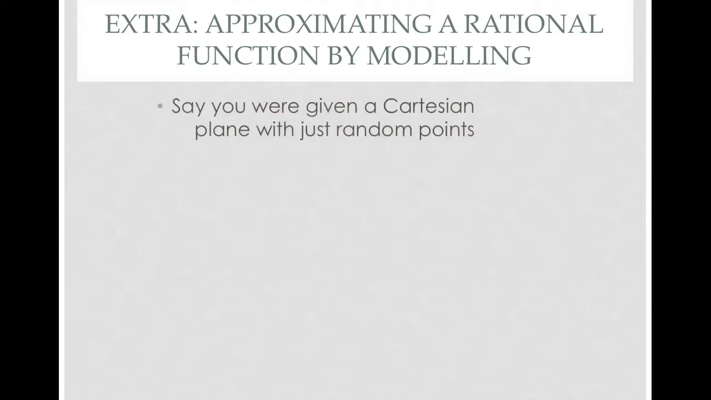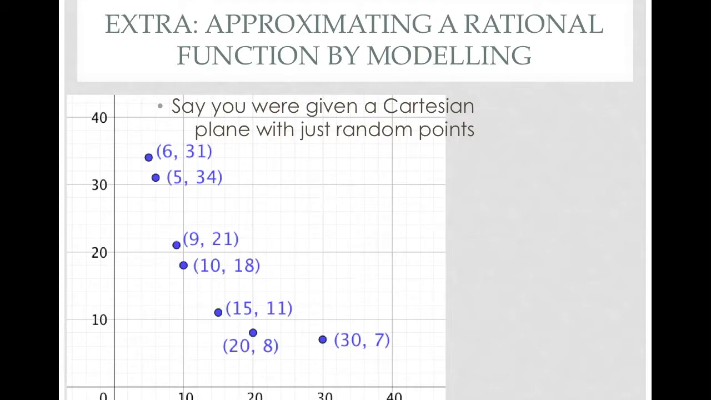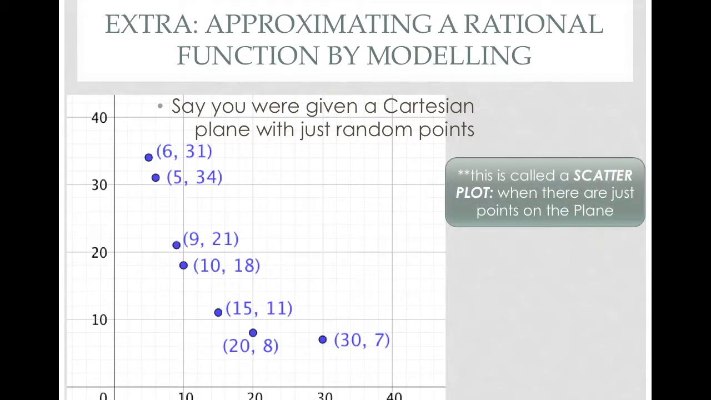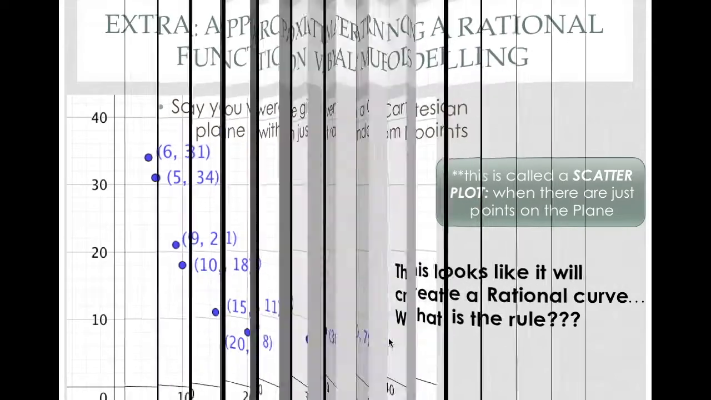Here's a bit of extra enrichment, if you will, of approximating a rational function by modeling. So say you were given a Cartesian plane with just random points. Here's a bunch of random points, and you don't know what's going on. But in this case, you know that it's kind of creating a curve. When you're given all of these points, it's actually called a scatter plot, literally like points scattered all over your Cartesian plane. And we do see that it is a curve, but we don't know what the rule is.